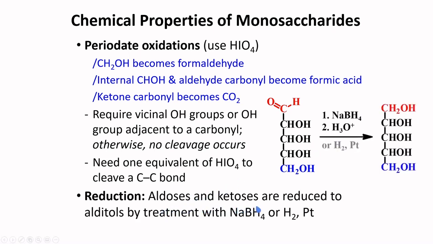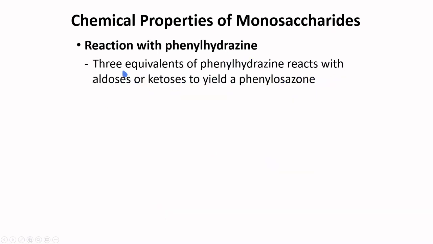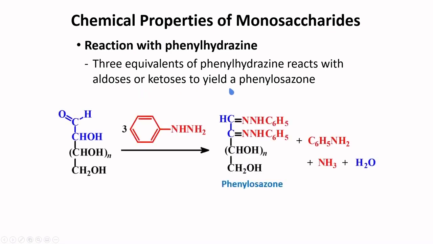Aldoses and ketoses are reduced to alditols by treatment with sodium borohydride or metal-catalyzed hydrogenation, such as this one. Three equivalents of phenylhydrazine react with aldoses or ketoses to yield phenylosazones. Phenylosazones readily crystallize and they can be separated quite easily.